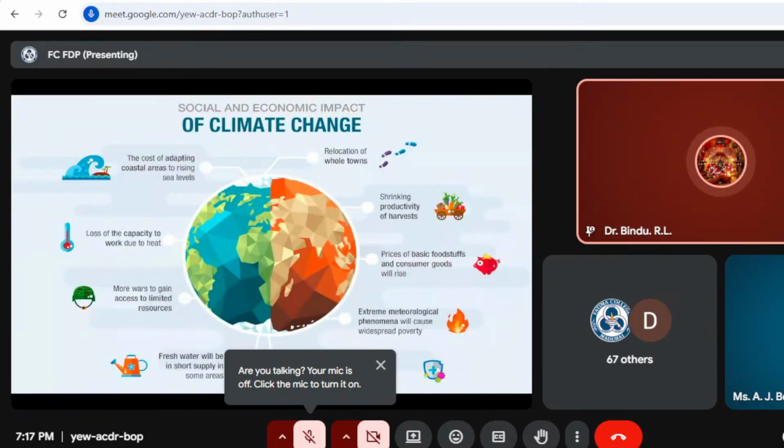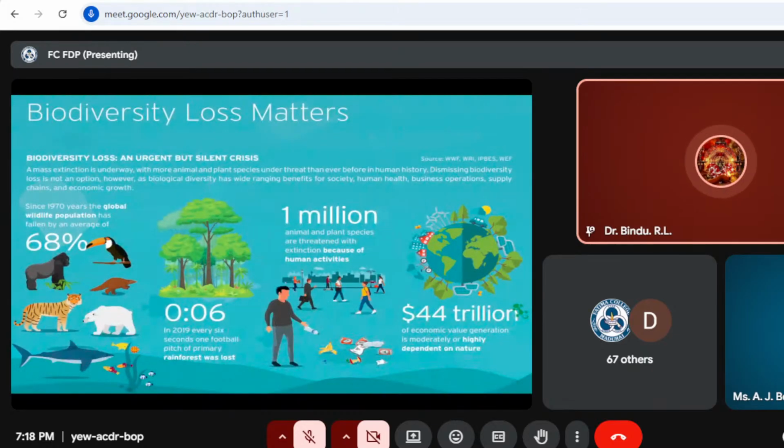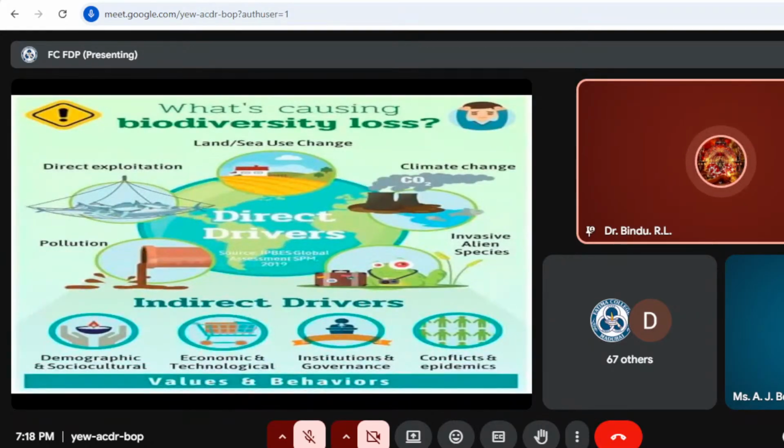Social and economic impact of climate change. This may be reminding us about environmental sustainability. Okay, next. Biodiversity loss matters. See, these are statistics from all over the world. That gives us a very focused notion of how we have to preserve biodiversity, and not simply biodiversity, but the environmental ecological systems themselves. Next. What is causing this biodiversity loss?